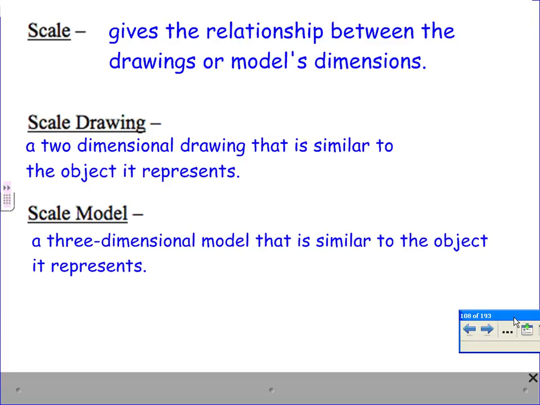Scale model, a three-dimensional model that is similar to the object it represents. So scale model, three-dimensional model that is similar to the object it represents.